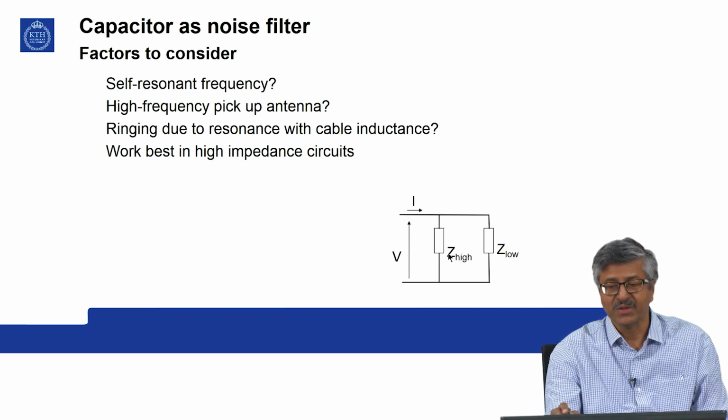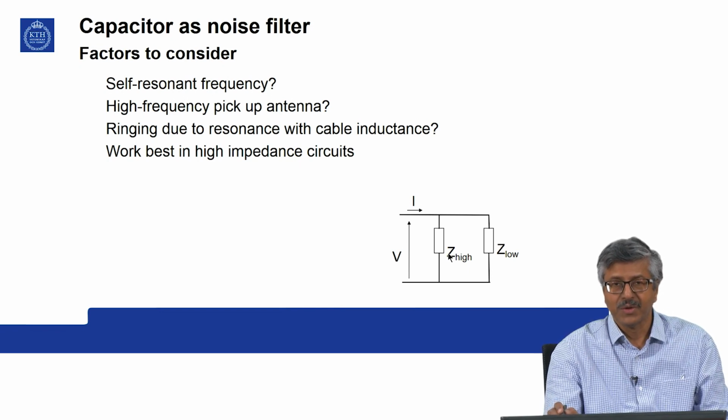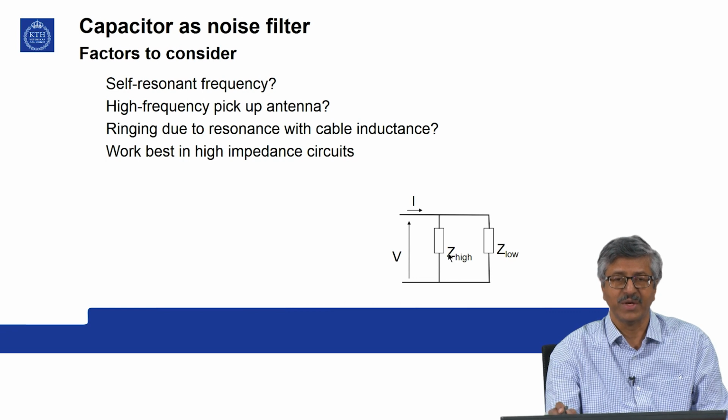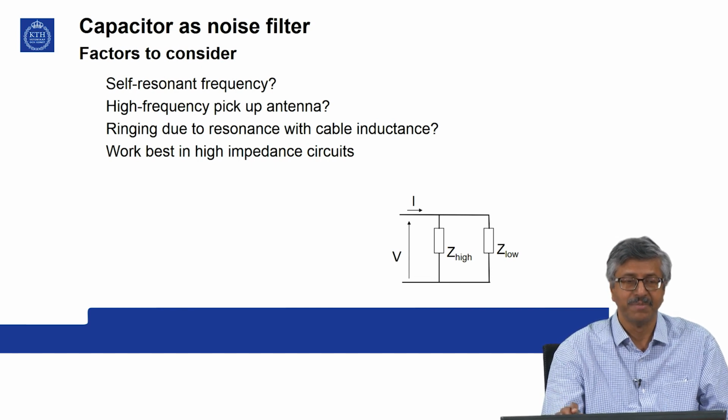But if your circuit is already of low impedance, it may not work very well, because the capacitor's impedance under noise condition has to be even lower than the circuit impedance to be effective, and that will be at really high frequencies. So, a capacitor as a noise filter works best with high impedance circuits, not with low impedance circuits.